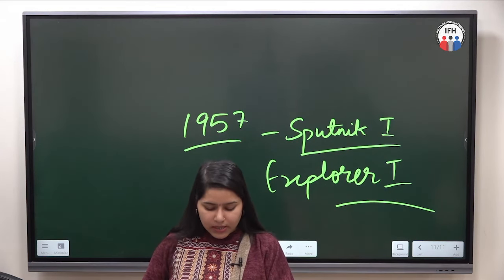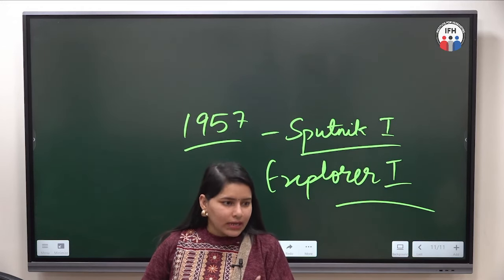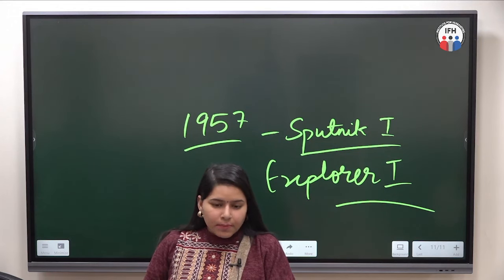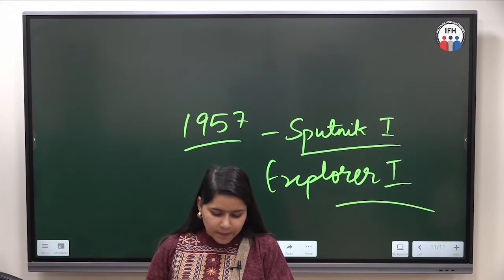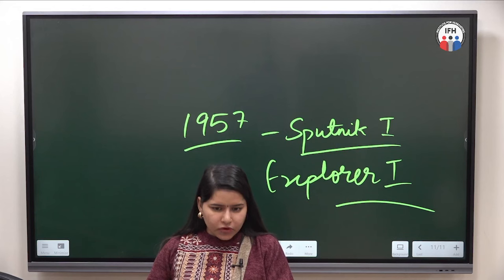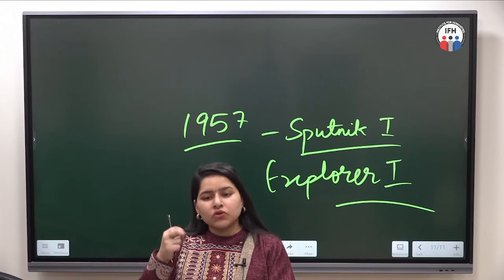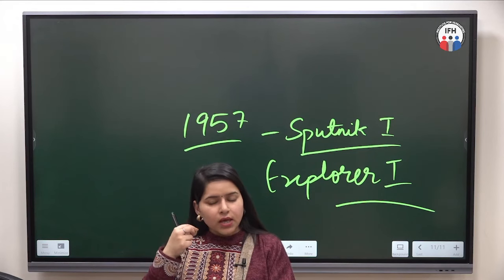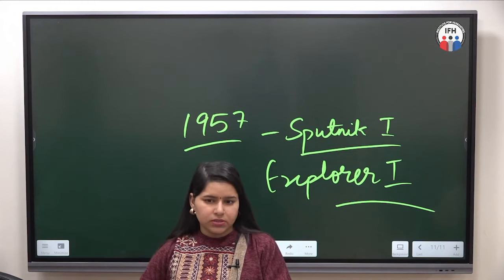First is the Partial Test Ban Treaty. For the Partial Test Ban Treaty, the proposal was presented by India. Again, important point. In 1954, India proposed the Partial Test Ban Treaty, or any kind of treaty which can ban nuclear testing, right? Because from 1945, when the US dropped the nuclear weapon on Japan, from that time only, Nehru was very much against nuclear weapons because he was idealistic in his nature.